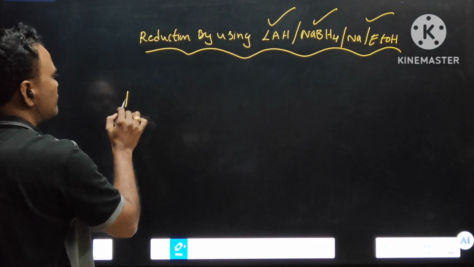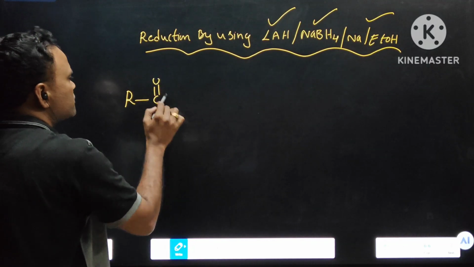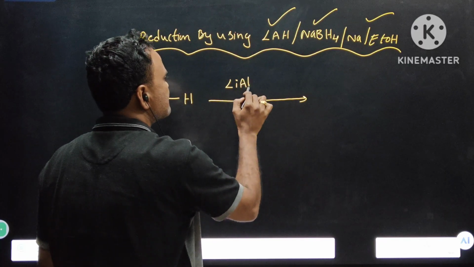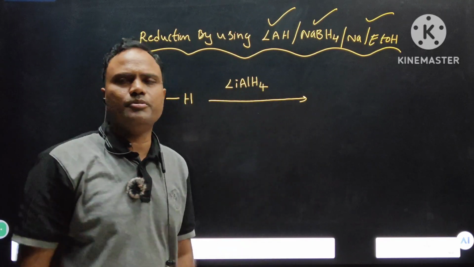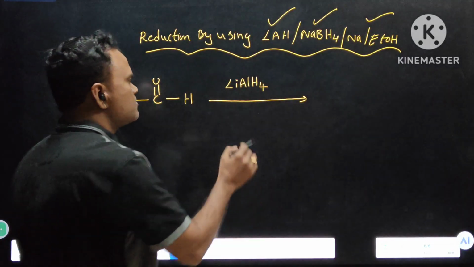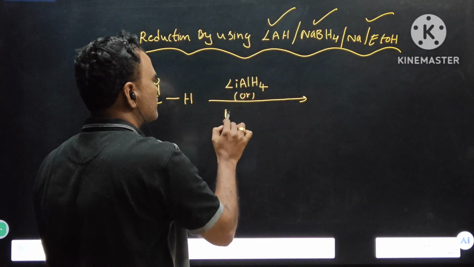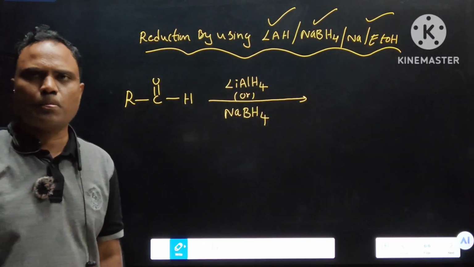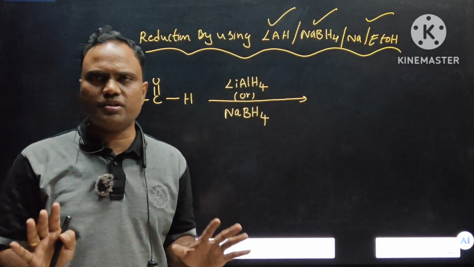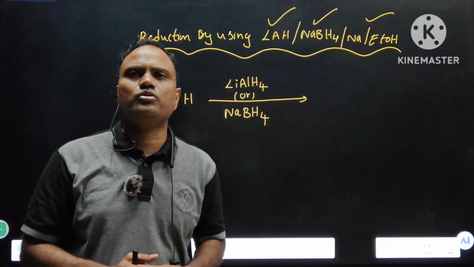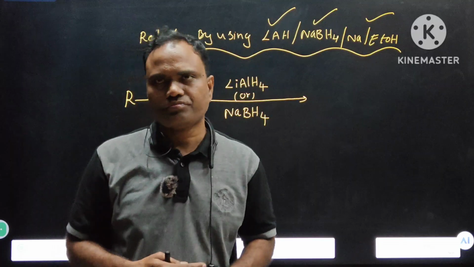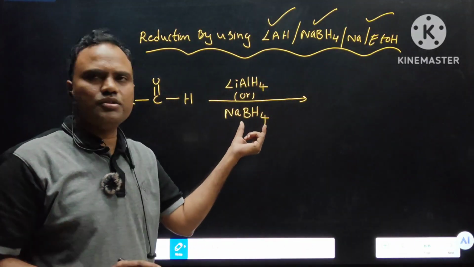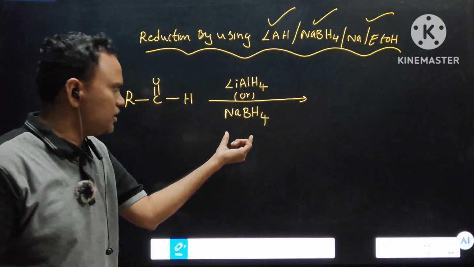See the simple trick. All of you stop writing. If you are writing, just stop and look at the board. Lithium aluminum hydride or sodium borohydride. All of you stop writing and observe. First you should know the shortcut trick. This reagent or this reagent, or even sodium in ethanol, you can write here sodium in ethanol.